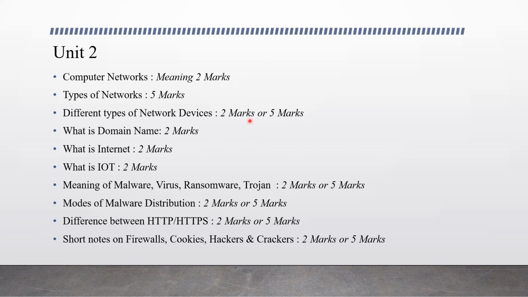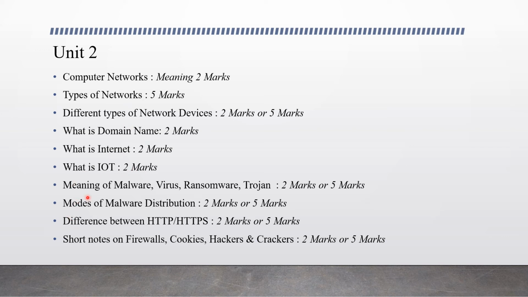So those things they might ask for 2 marks, and also explain the different types they might ask for 5 marks. Next, they might ask what is the meaning of domain name, that is a 2 marks question. What is internet? It is also a 2 marks question. And what is IoT? It is nothing but Internet of Things. What is the IoT meaning? They will ask for 2 marks questions. Or they might ask, write a short note on any one or two out of these, either domain name or internet or IoT.